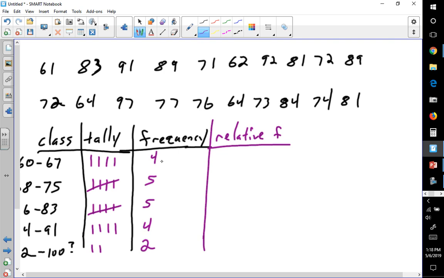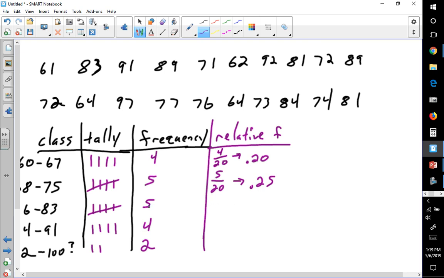So we counted earlier and said we have 20 pieces of data. So in the first class, there are 4 of the 20 pieces in that first category. Of course, that reduces to 1/5. 1/5 as a decimal is 0.2 or 0.20, 20%. The next category has 5 pieces of data out of the 20, which is 1/4 or 0.25.